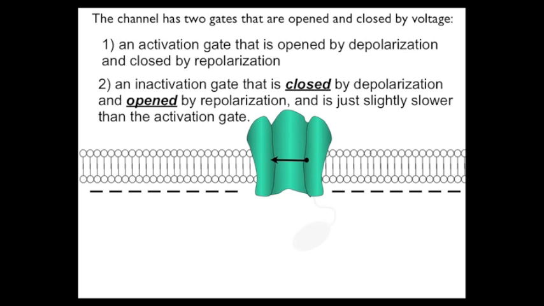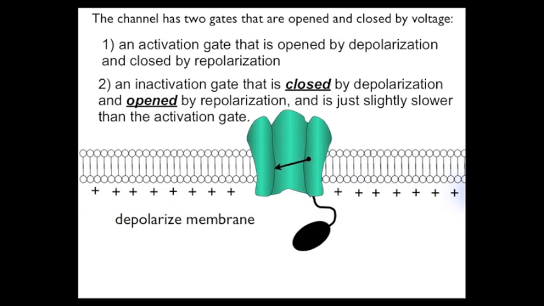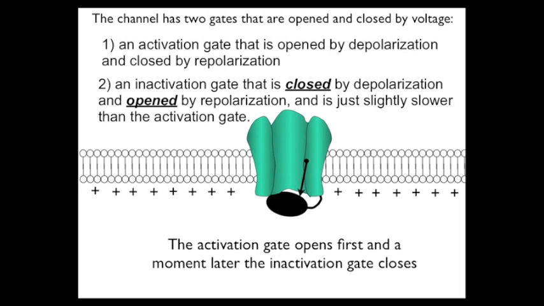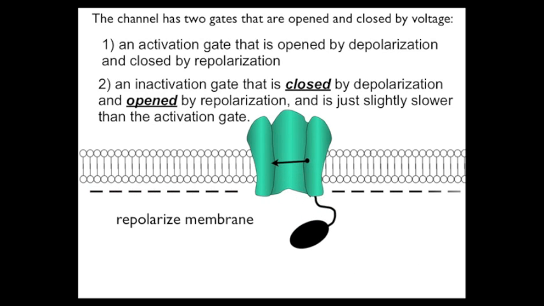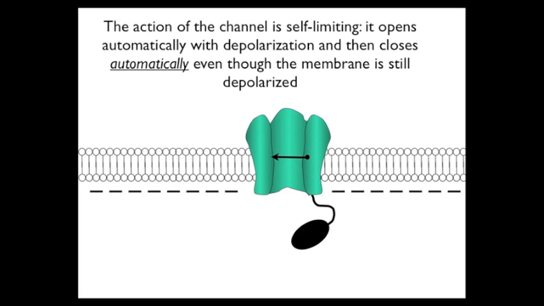Here's how they work together. There's the inactivation gate. Depolarize. The activation gate opens first, and a moment later, the inactivation gate closes. Repolarize the membrane, they reset. The action of the channel is self-limiting. It opens automatically with depolarization and then closes automatically, even though the membrane is still depolarized.